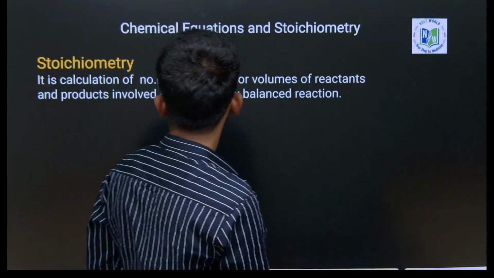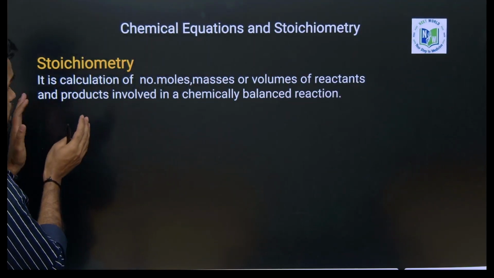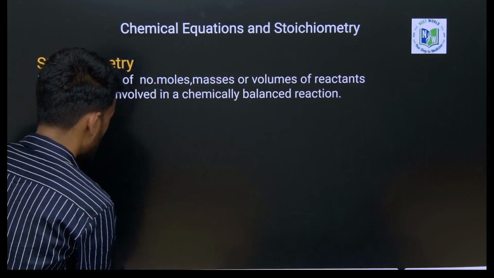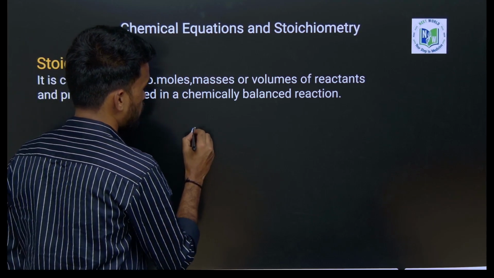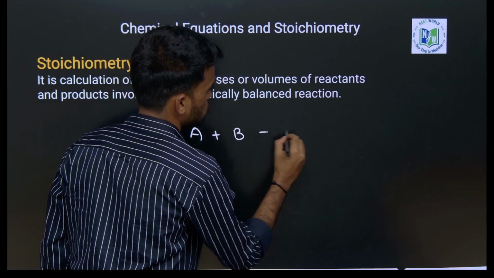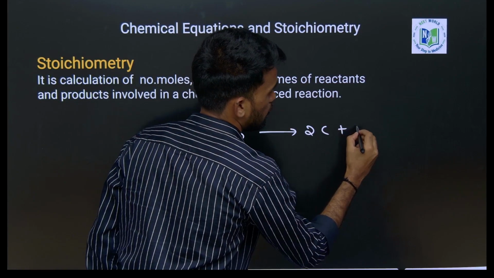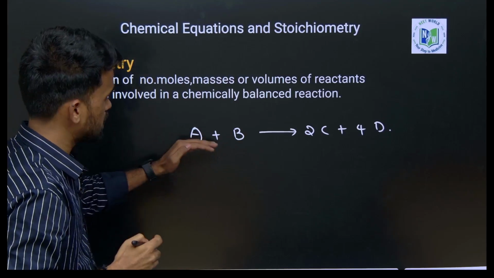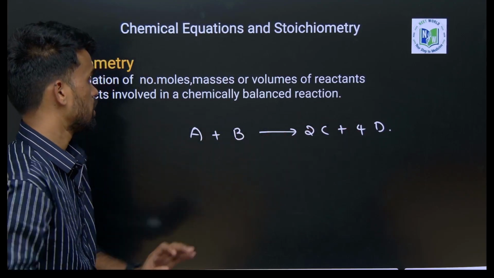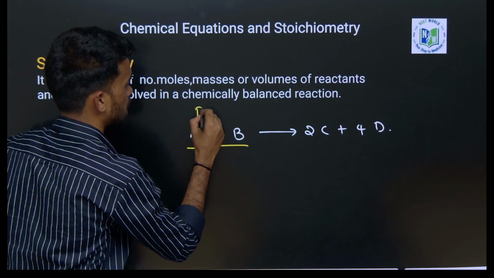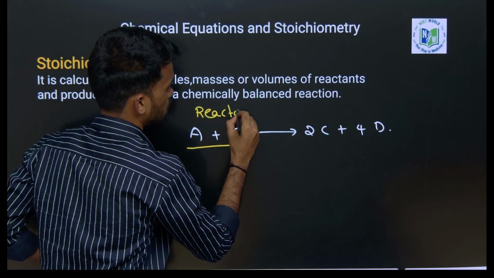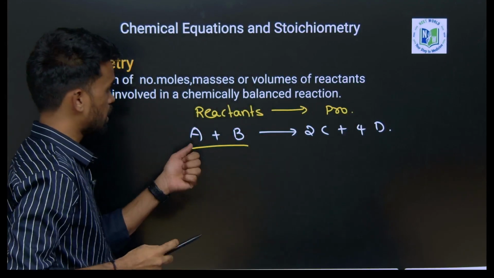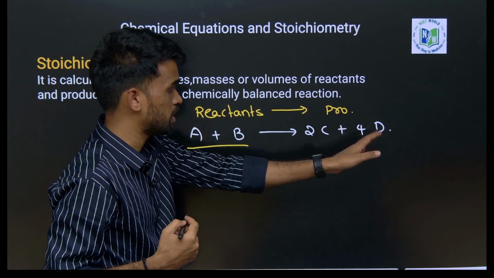So what exactly is stoichiometry? We know in chemistry we write chemical equations, right? For example, A plus B giving rise to 2C plus 4D. We consider these are the reactants and these are the products. I think you know that this side is reactants and this side will be products, right? So A plus B giving rise to 2C plus 4D I have written.